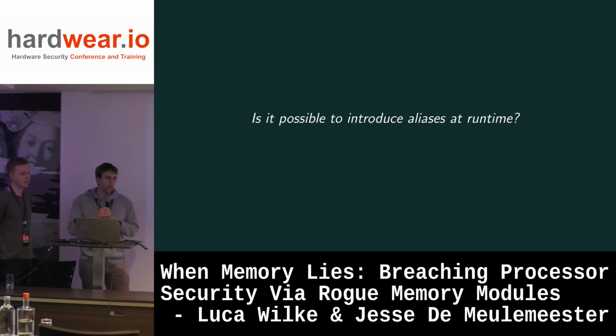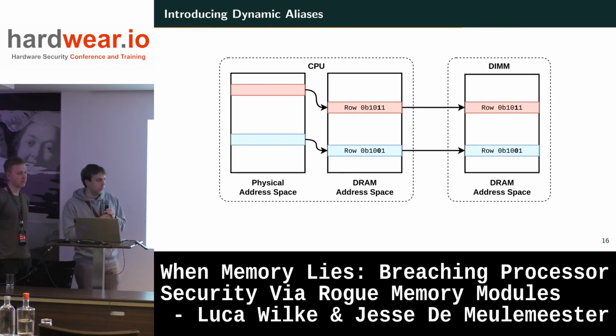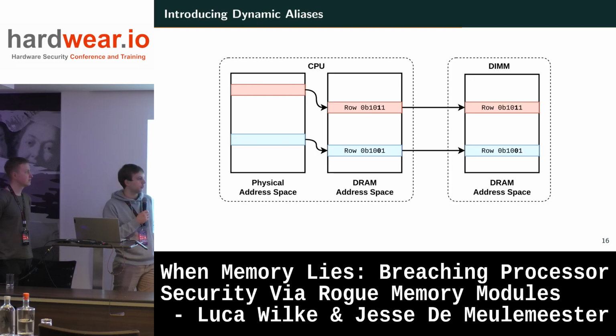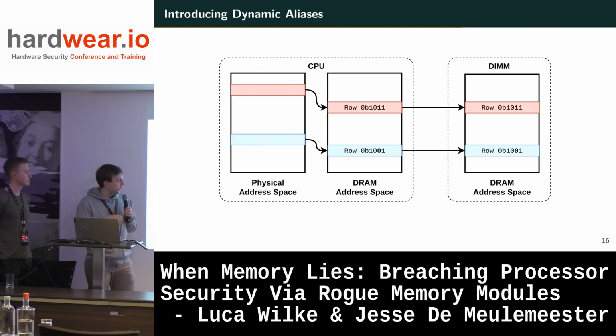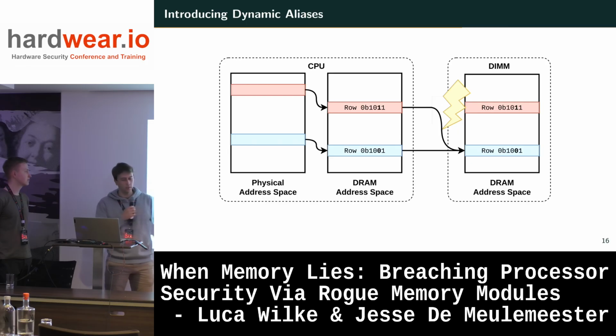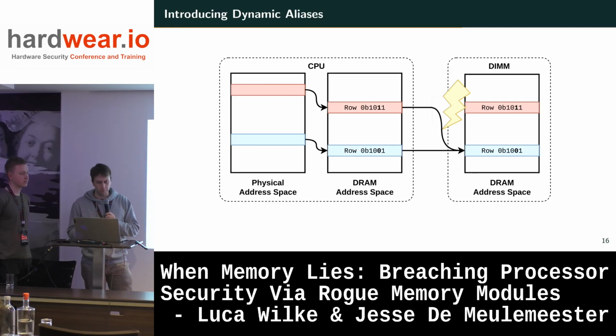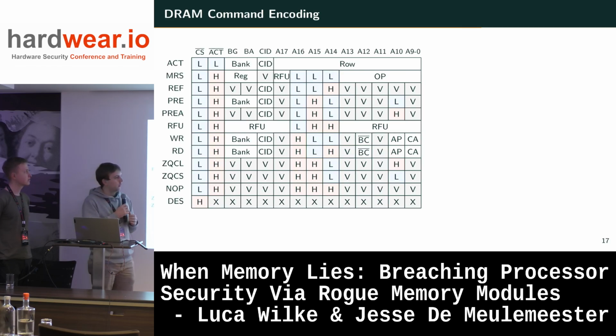So that got us thinking, is it possible to introduce these kind of memory aliases at runtime? The basic idea here is that when we send our DRAM address to the physical DIMM, this will travel over the memory bus of the platform. So if we send out the row 1001, the DIMM will receive this. If there is some way we can manipulate this address bus to even change a single bit in the address, so if we change row 1011 to 1001, this will effectively go to a different location in the DRAM. And to understand how this is exactly possible, we have to look at the command encoding.